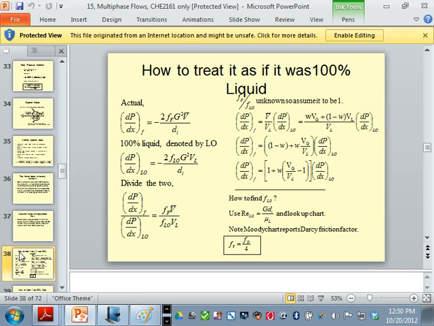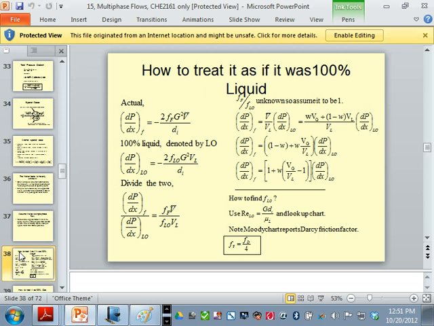The only thing is we use the Moody chart. Make sure we get the Darcy friction factor, you divide by 4 to get the Fanning friction factor. So what we do is we assume liquid only. We can find the pressure drop how we normally do. Calculate the Reynolds number, liquid only, and look up the chart. After that, for the relative roughness, you get a Darcy. You divide by 4, you get a Fanning.